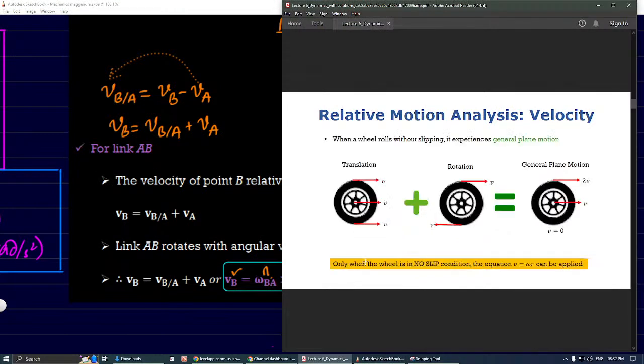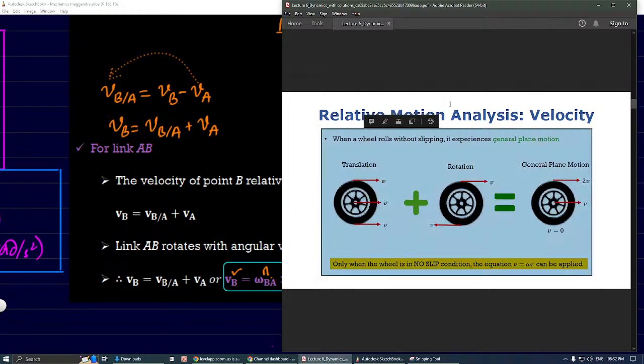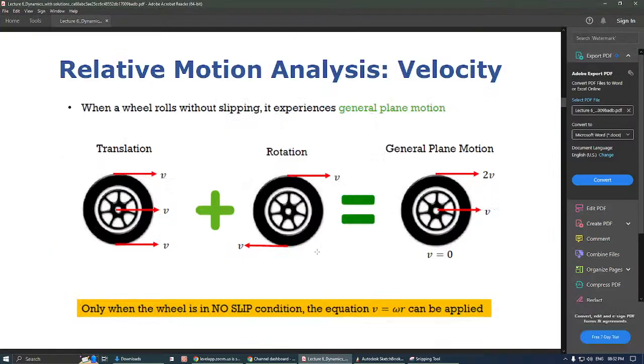Let's go to the next example. So here we have wheels. In the wheels, if the total wheel is moving in the forward direction without rotation, can you imagine all the points going forward? There is no rotation happening in the wheel.